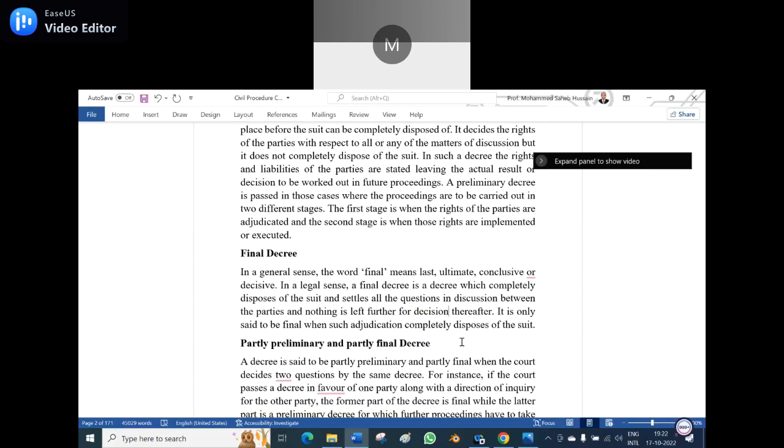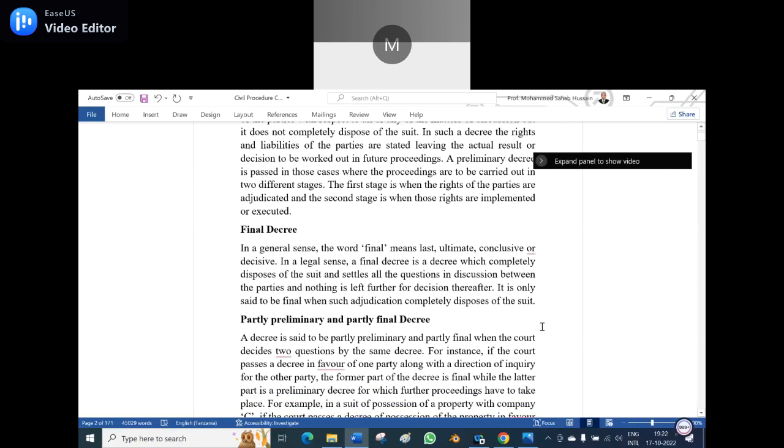It is only said to be final when such adjudication completely disposes of the suit. When the complete disposition of the suit is made in a particular court, then we can say it is the final decree.